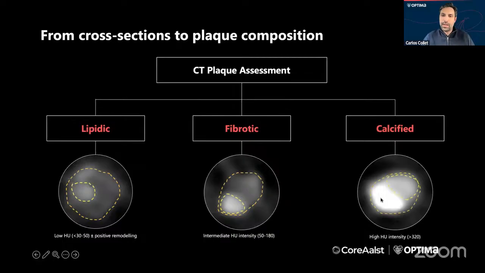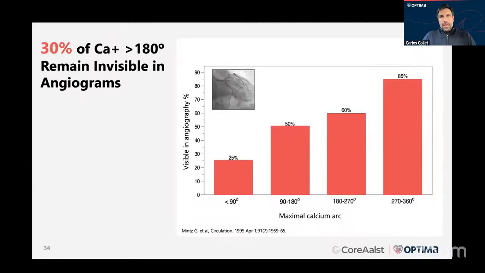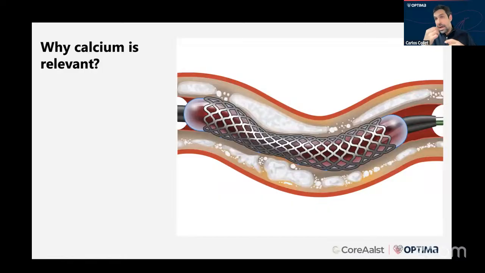identify also visually. Now, in my view, the way that CT helps in looking at calcium is basically solving one of the biggest needs that we have in the field, and this, of course, applies to the field of bifurcation. The reason is that we are not good at looking at calcium with angiography alone. This is a landmark work from Gary Mintz, showing that around a third of vessels with severe calcifications of more than 180 degrees are invisible in angiography. And why is this important?